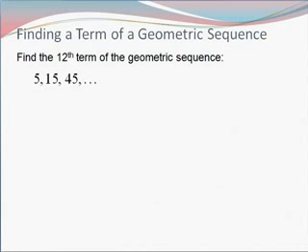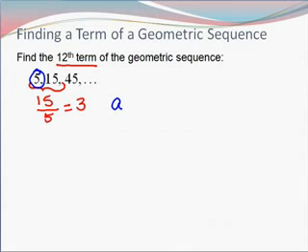Let's take a look at another example. This time we want the 12th term of the geometric sequence, and we're given the first 3 terms. So first let's find our ratio. We'll do 15 over 5, which is going to be 3. And we can identify our first term. So a sub 1 is equal to 5, and r is equal to 3.